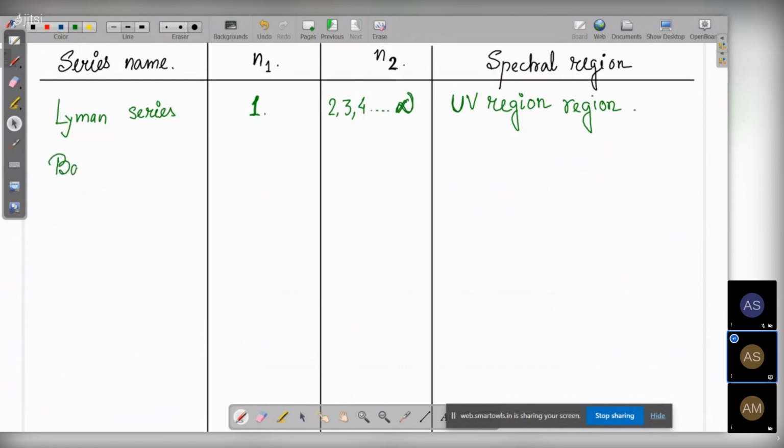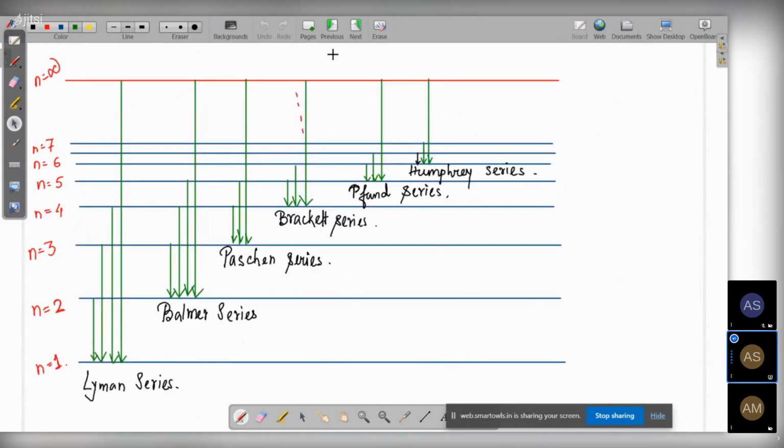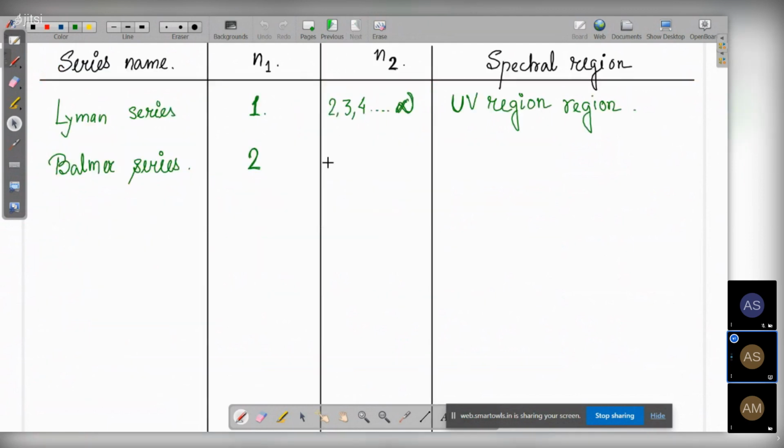Then the next series is the Balmer series. Here the value of n1 is equal to 2 because ultimately it is ending at 2 only, and it can start from anywhere. So n2 can be 3, 4, 5, and so on. And this transition will fall in the visible region. That means you can actually observe this transition with your naked eye, the visible transition.